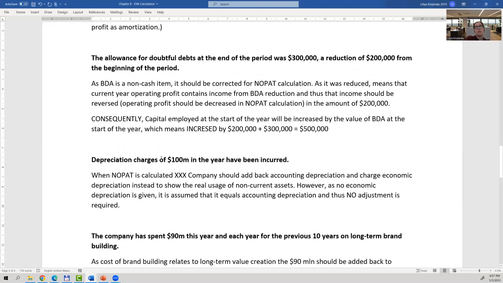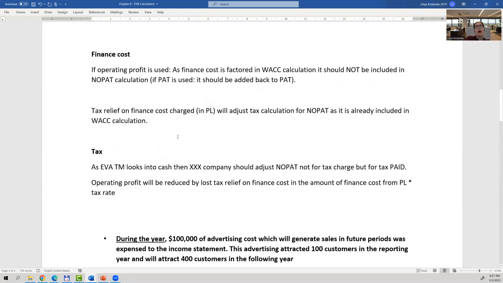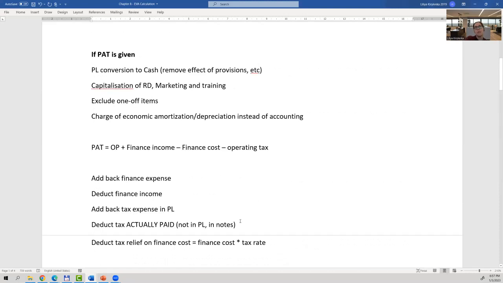That's some examples of how economic value is going to be adjusted, and what is important, not only to know how to calculate, but also to explain, because the majority of marks will be for explanation.